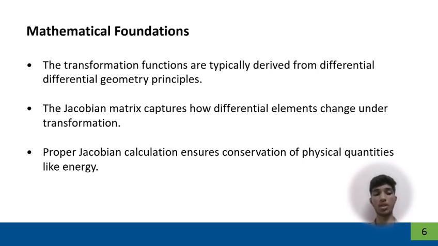The foundation of coordinate transformation comes from differential geometry. The Jacobian matrix tells us how small areas, volumes, or lengths change when coordinates are transformed. It ensures that physical quantities like thermal energy, heat flux, and material integrity remain conserved during analysis. Without correct Jacobian calculations, thermal modeling becomes inaccurate.